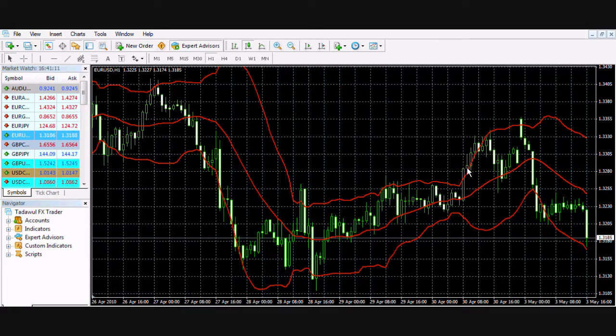Let's say you would have gotten in at, let's say, 1.3300. You could have easily gotten, gosh, 40 pips or so. Let's see what the high went.